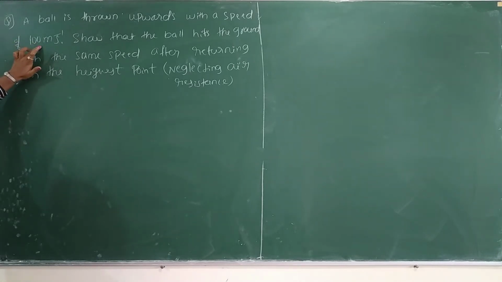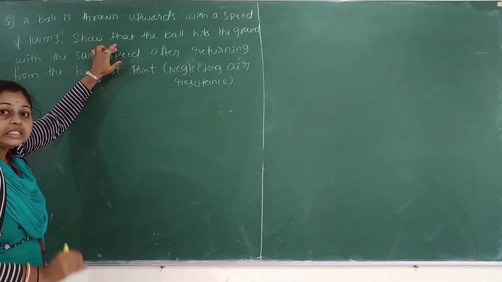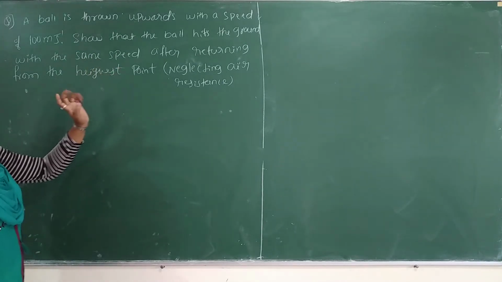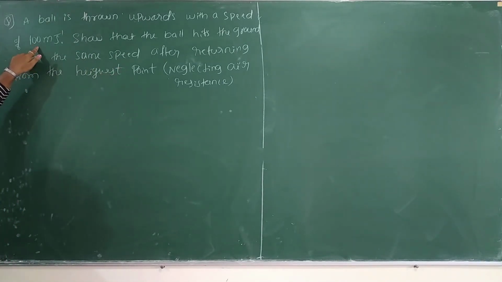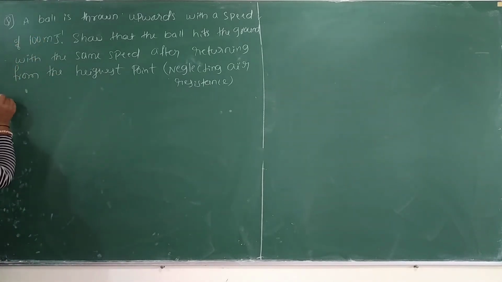So initial velocity is 100 meter per second. The ball will have the same velocity when it hits the ground. When returning to the ground, when it hits the ground, its final velocity will be 100 meter per second. That you have to show. How are you going to show it? Let us consider two cases. One is upward motion, another is downward motion.